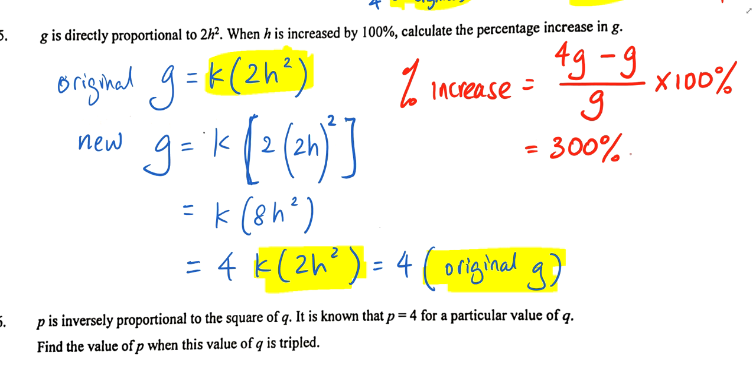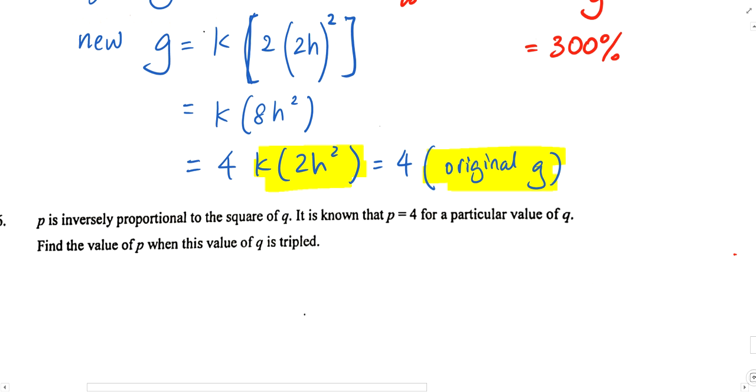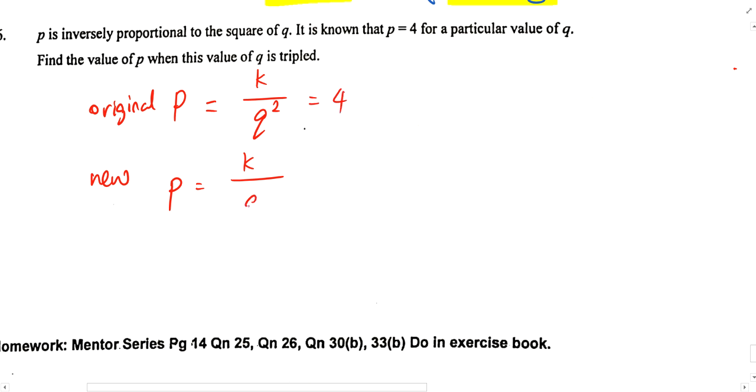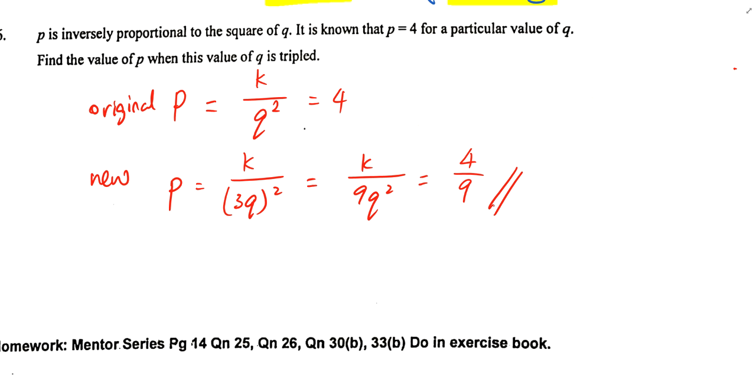And one last question. P equals k over Q squared. P equals 4 for a particular value of Q. So this is original. Then new, P equals k over, this one equals 4. Q is tripled, so 3Q squared. Oh, that's it. Oh, this one quite simple.